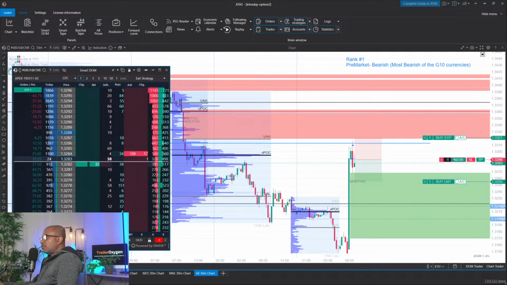The trade is going in the intended direction, as you can see. You can see the sellers are pushing the price down. If you look at the smart DOM, you can see that now.